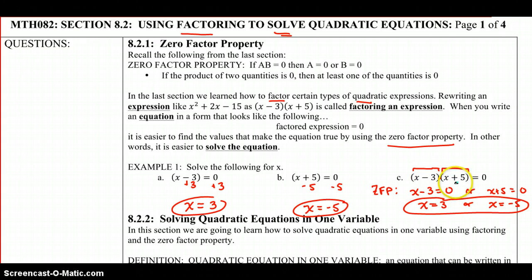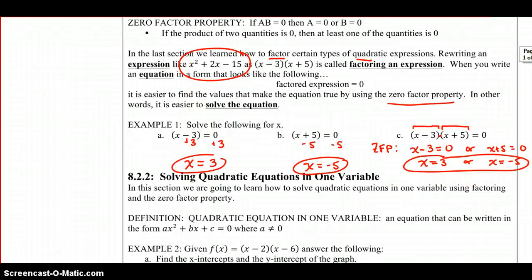In this form, it's much easier to figure out what makes that equation true than it is to think about what numbers plugged in here make this equation true. But now we know what those numbers are. One of them is 3. So 3 squared is 9. 2 times 3 is 6. So 9 plus 6 is 15. Take away 15 is 0. And negative 5 is another one that makes the equation true when this is set equal to 0.